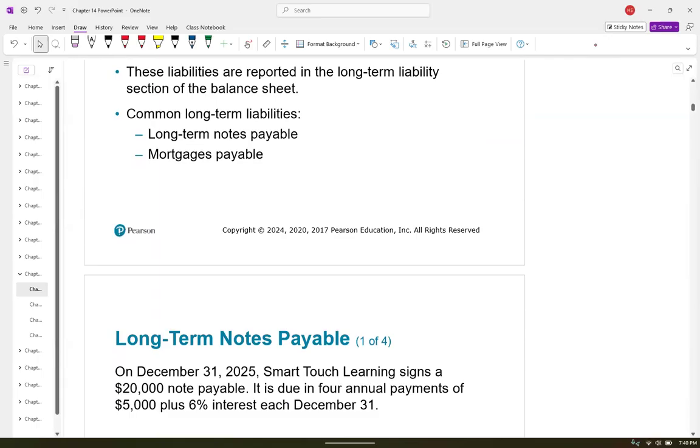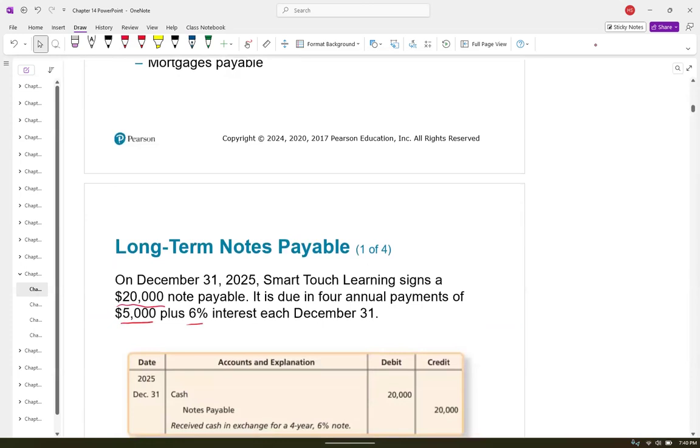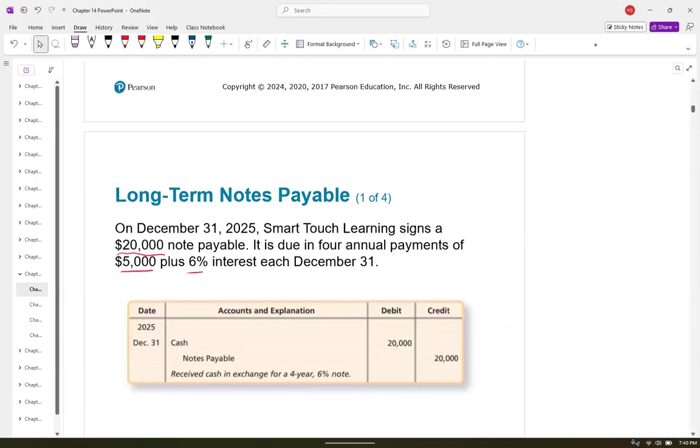We have December 31, 2025. Smart Touch Learning signs a $20,000 note payable. It is due in 4 annual payments of 5,000 plus 6% interest each December 31st. So the journal entry is just to debit cash and credit notes payable. Sometimes there's a lot of noise in those problems, and they give you a whole lot of information that you might not need right this minute. You didn't have anything to do with all of those other numbers, but the journal entry right then was to just record the notes payable.